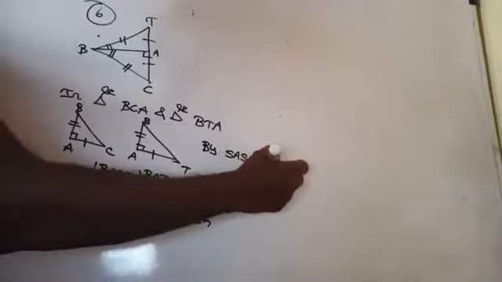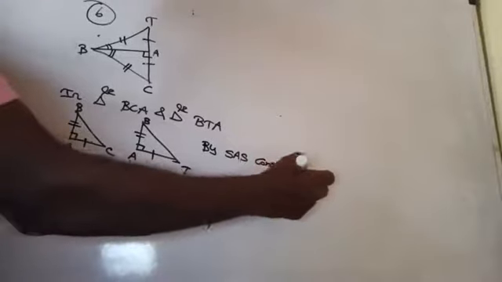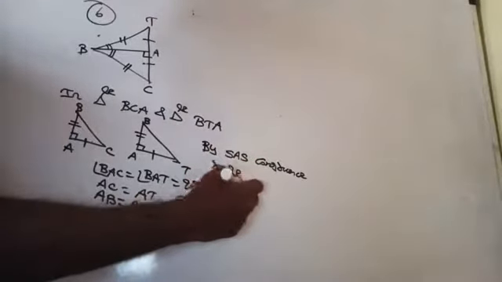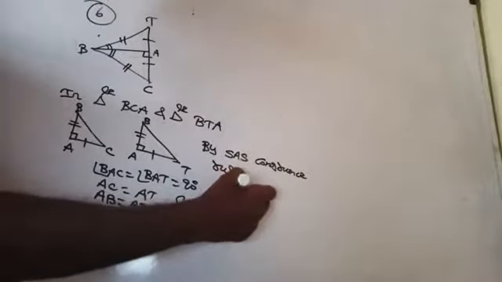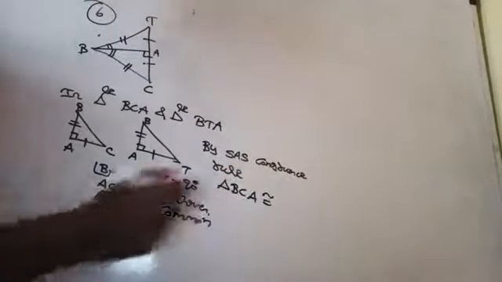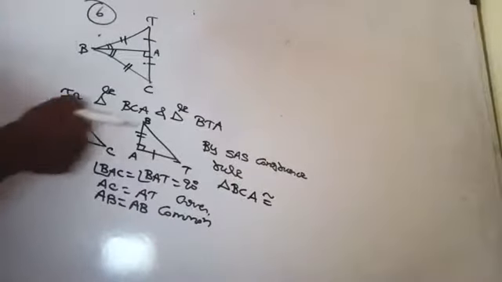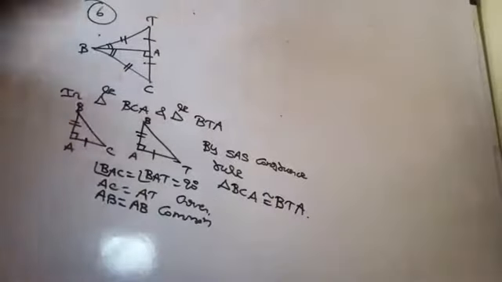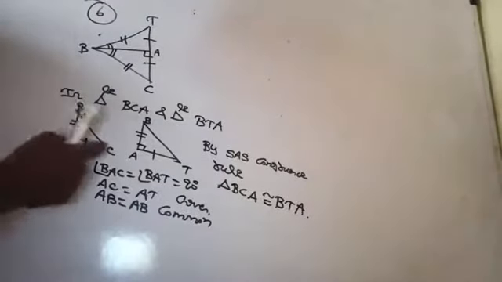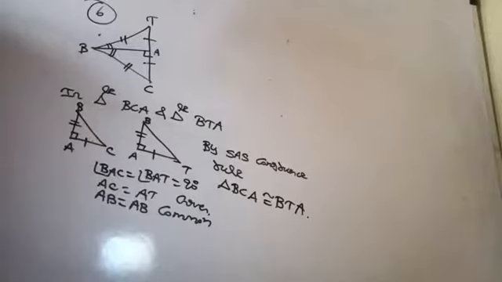By SAS congruence rule, triangle BCA is congruent to triangle BTA. Are you getting here? Triangle BCA is congruent to triangle BTA. Am I right? Yes. Shall we move to the next part?